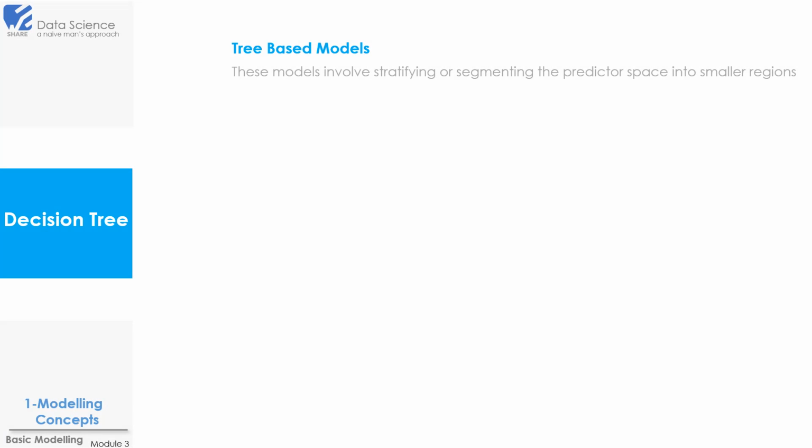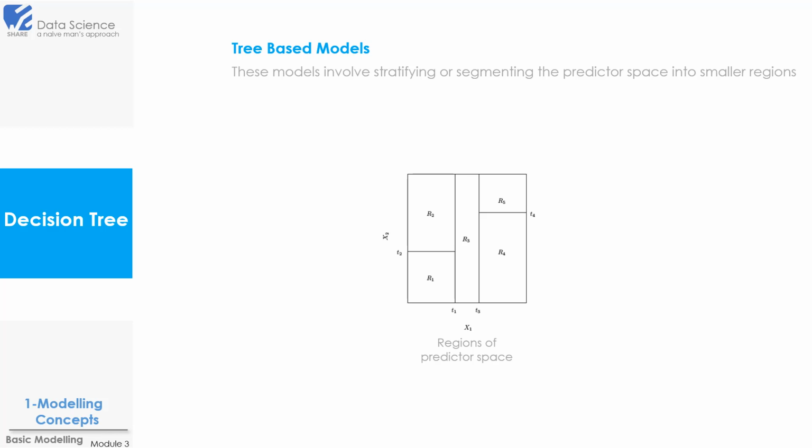So the tree-based models involve stratifying or segmenting the predictor space into smaller regions. As shown here, this involves segmenting the predictor space into a number of simple regions. For simplicity, we keep these regions rectangular. Tree-based methods are simple and useful for interpretation. They can be used for classification as well as regression.